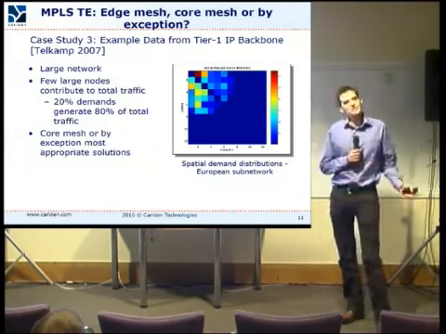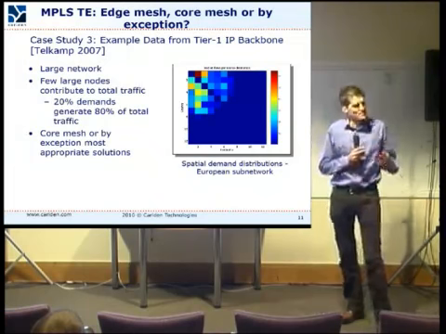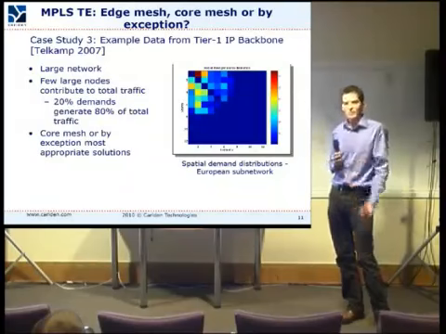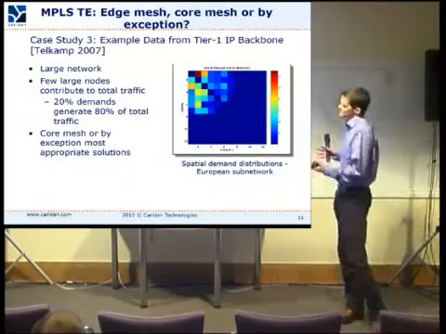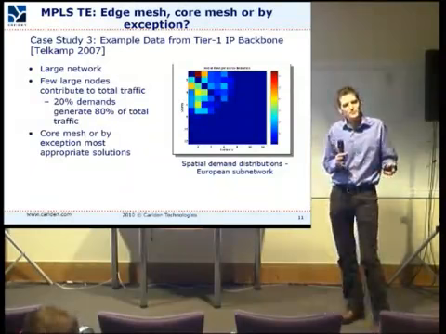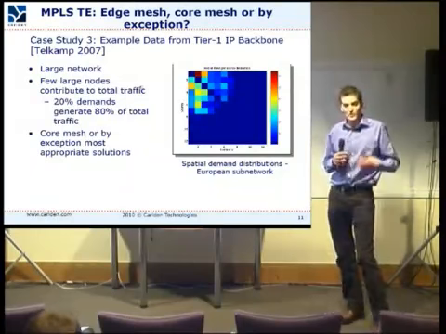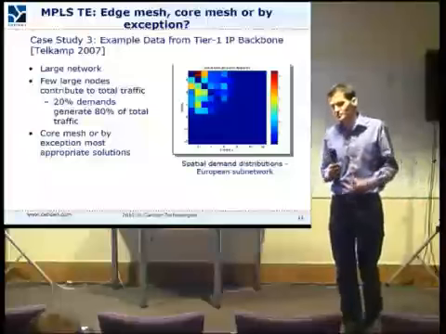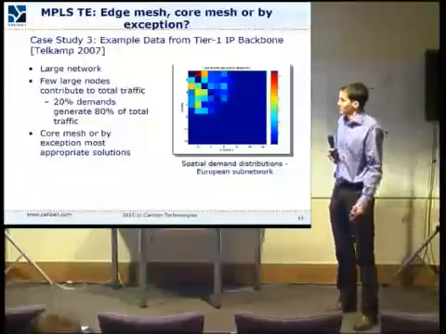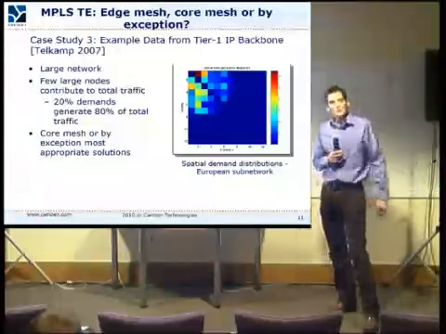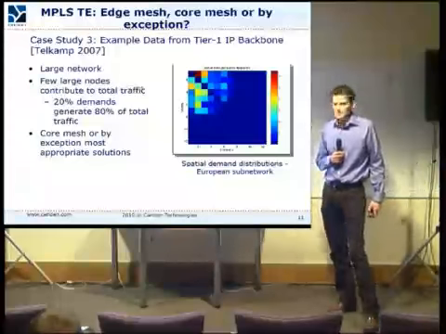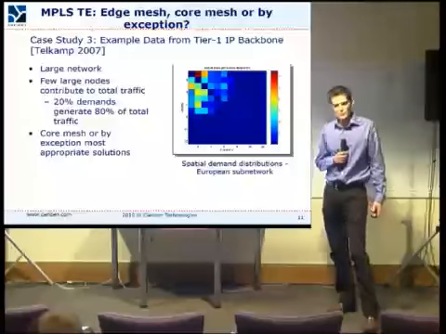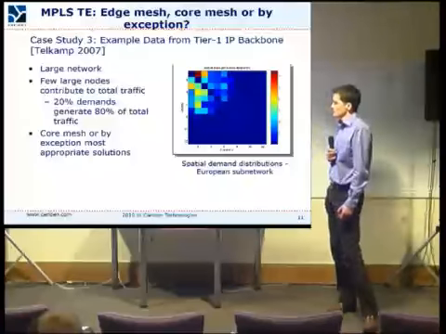And again, similarly to the last case, the majority of the traffic was made up of a small number of very large demands. So in this case, the right approach wasn't to do a full mesh of traffic engineered tunnels, or rather you could have done, but that would have been a big overhead, a lot of tunnels, big administrative burden, when really the focus was on a relatively small number of those big demands. And so, a core mesh or doing it on exception would have probably been the most appropriate in this case.